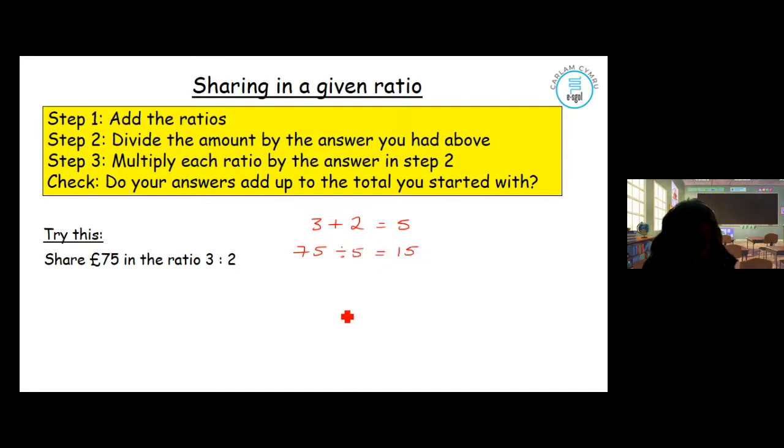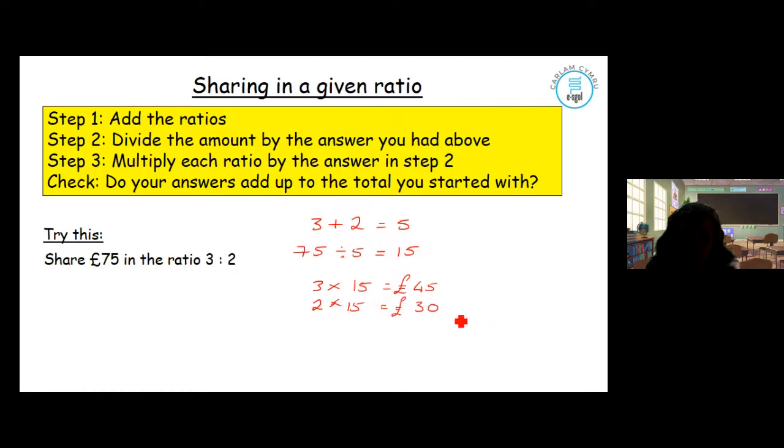Step 3, each ratio, which is the 3 and the 2, gets multiplied by what I've just worked out, which is 15. So I'm going to multiply each of these by 15 to get my 2 answers. Now these are in pounds, so I'm going to put my pound sign in there ready. So 3 multiplied by 15 is 45, and 2 multiplied by 15 was 30. So I'm hoping you had the answers of 45 and 30 when you worked through these.